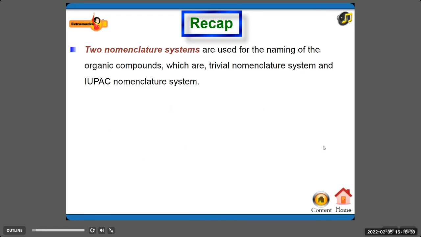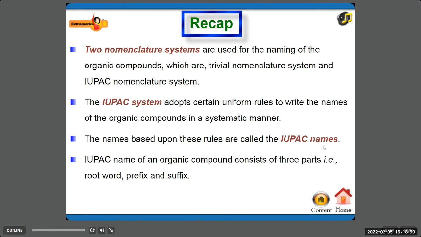Let us have a quick recap. Two nomenclature systems are used for the naming of the organic compounds, which are Trivial Nomenclature System and IUPAC Nomenclature System. The IUPAC system adopts certain uniform rules to write the names of the organic compounds in a systematic manner. The names based upon these rules are called the IUPAC names. As per the IUPAC conventions, the IUPAC name of an organic compound consists of three parts. These parts are root word, prefix, and suffix.